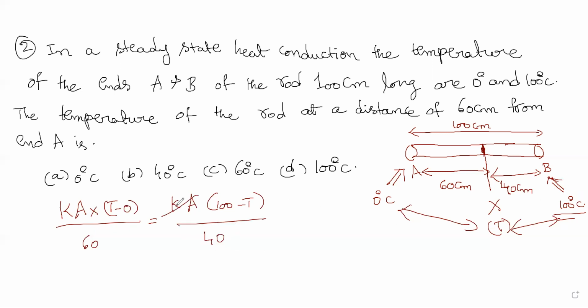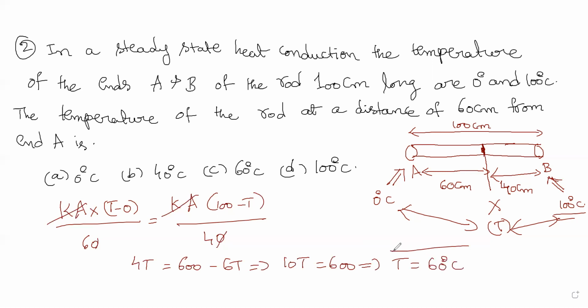So that's it. The KA factor is gone because it's the same rod. The thermal conductivity and area of cross section are the same, so this one gets cancelled out. So you have 4T is equal to 600 minus 6T. So you have 10T is equal to 600, T is equal to 60 degrees centigrade. And at this point, the temperature is 60 degrees centigrade.